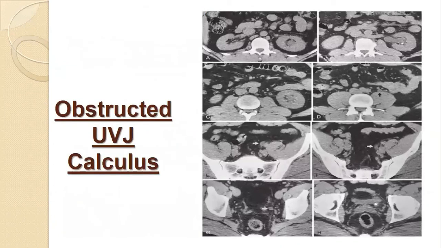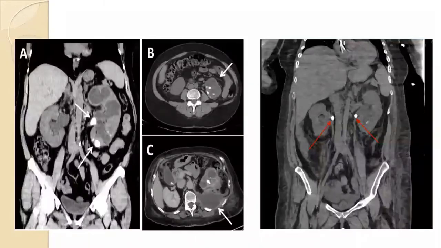So, an obstructed VJ stone. Mild dilatation in the upper tract with this stone. Again, a pelvic stone and a lower calyx stone with hydronephrosis, thinned out cortex. Again, renal stones with loss of cortex, renal stones with complete loss of cortex, and bilateral PUJ stones.